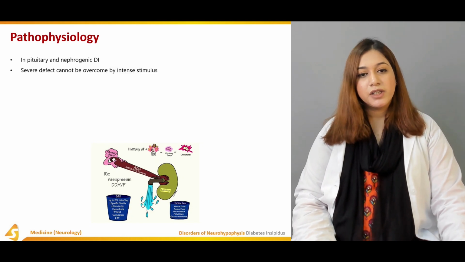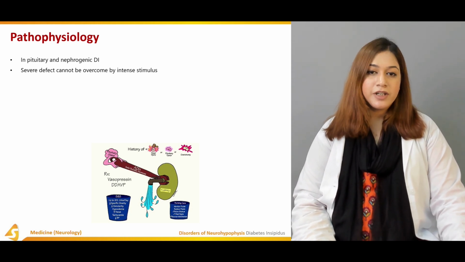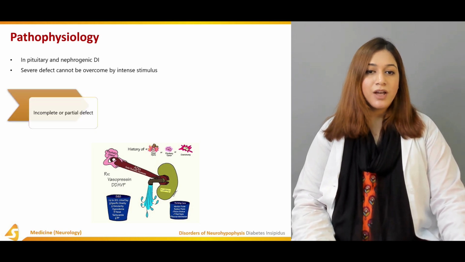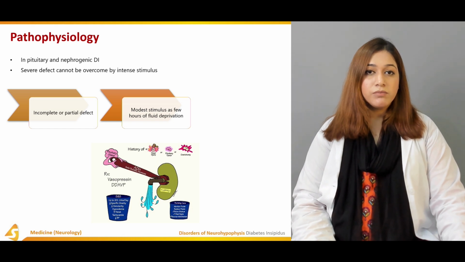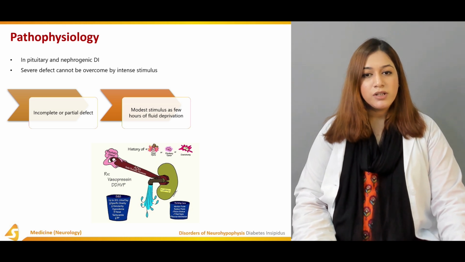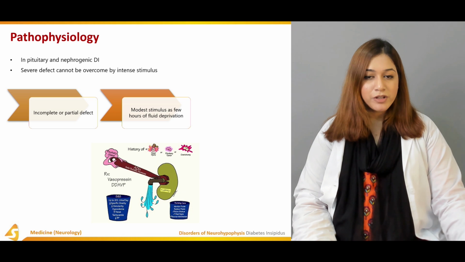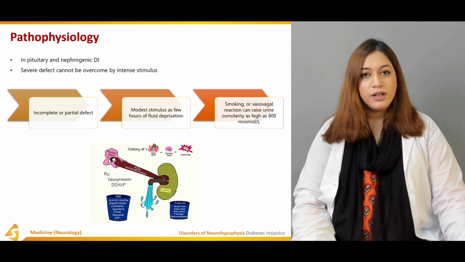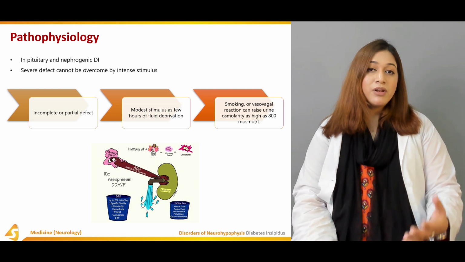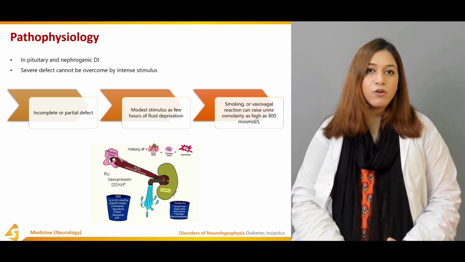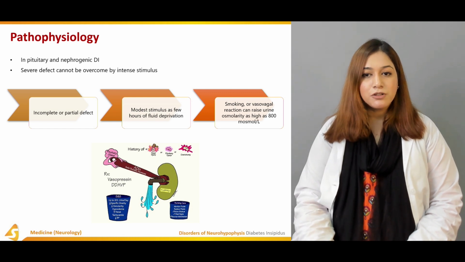In pituitary and nephrogenic DI, the severe defect cannot be overcome by an intense stimulus. An incomplete or partial defect, however, can be overcome by a modest stimulus, such as a few hours of fluid deprivation, or smoking, or vasovagal reaction. All these stimuli, in case of an incomplete or partial defect, increase the urine osmolarity as high as 800 milliosmoles per liter.